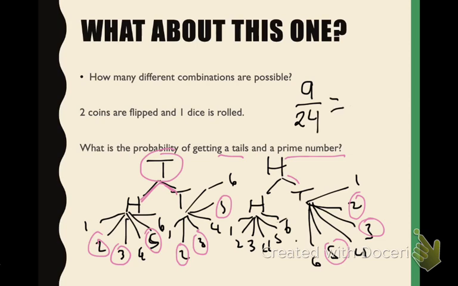As a percentage, because we want to see percentages since it's easier to understand sometimes, 9 out of 24 is 37.5%. So it's not a great percentage, but it's not a bad percentage of being able to flip a tail and a prime number.